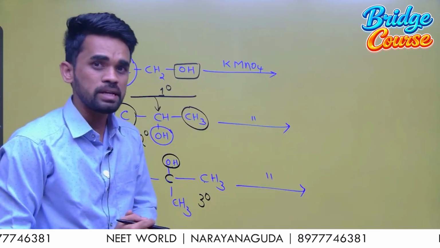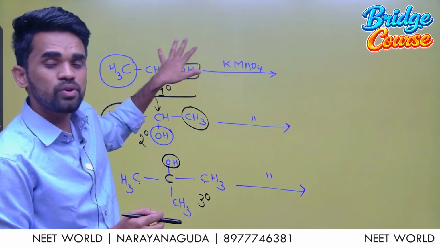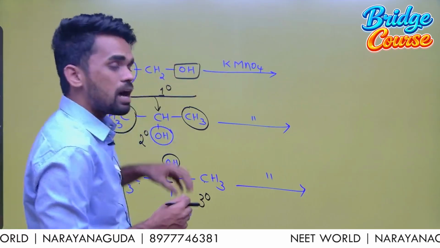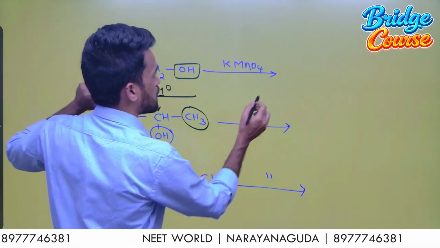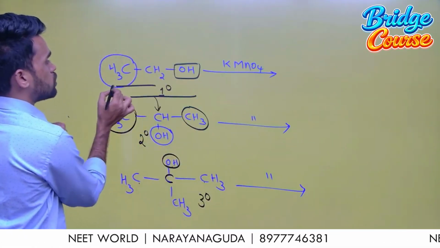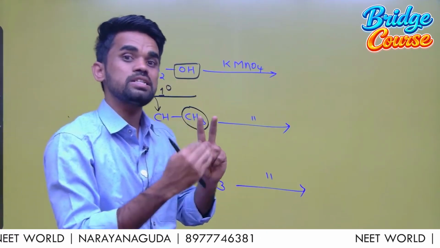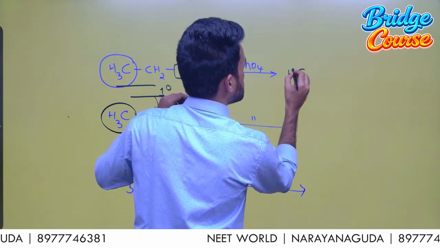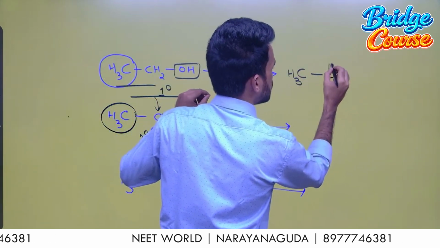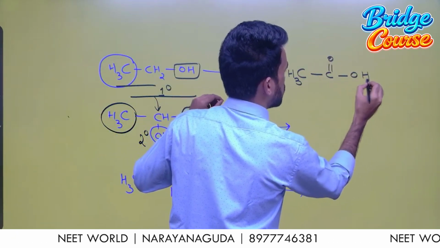Now what happens when we add KMnO₄ to the primary alcohols? So primary alcohol gets converted into the respective carboxylic acid. Particularly here, ethyl alcohol, how many carbons are there? Two carbons. With two carbons, what is the carboxylic acid we have? Acetic acid. So the product formed here is acetic acid, CH3COOH. Acetic acid is our product in the first case.